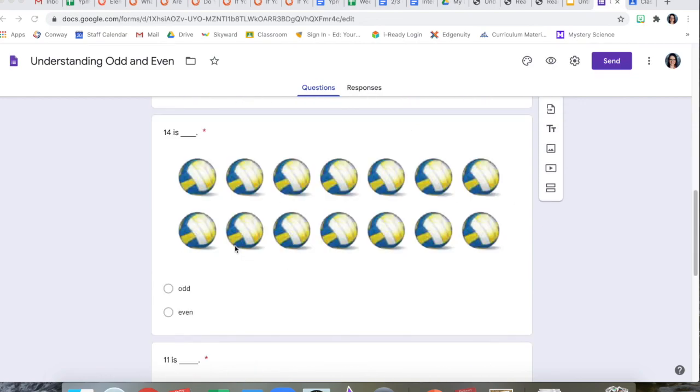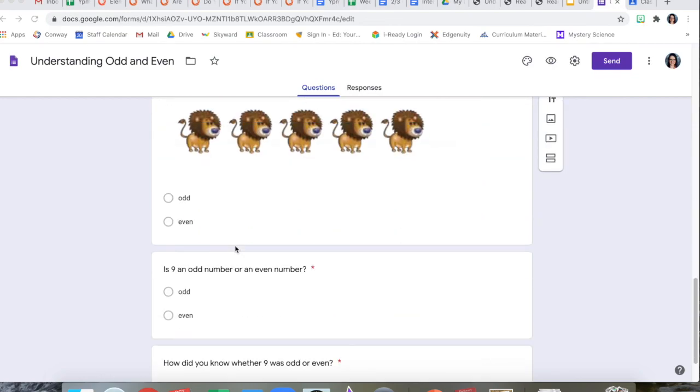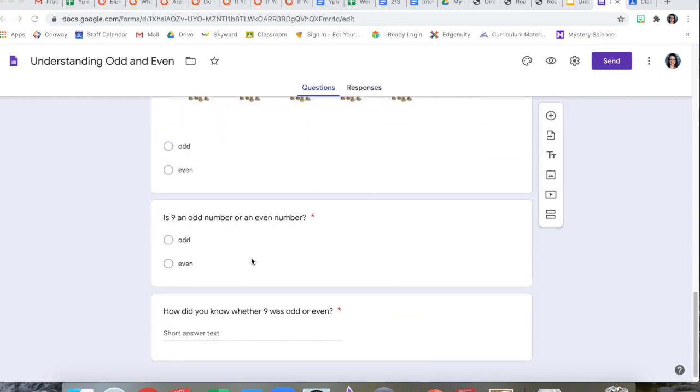The other problems are pretty similar until you get down here. Here, I'm asking the same question, but this time I didn't give you a picture to help you. Is 9 an odd number or an even number? Choose one.